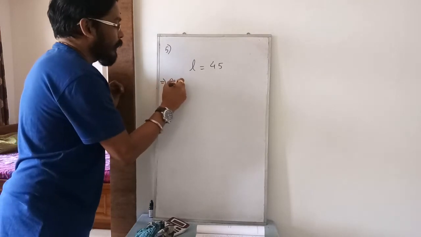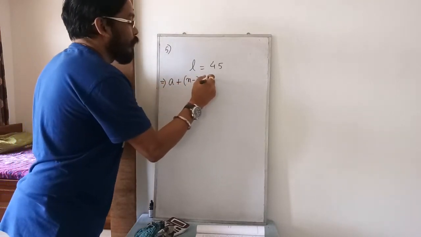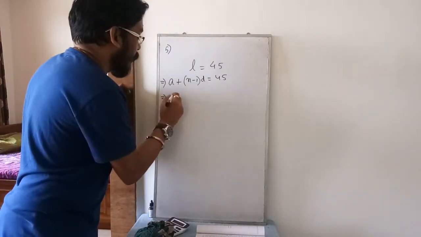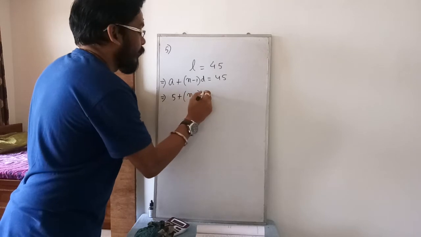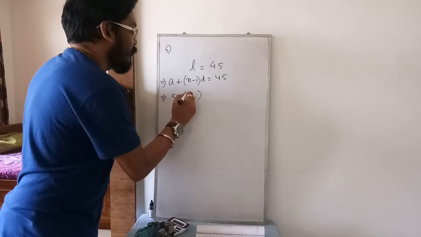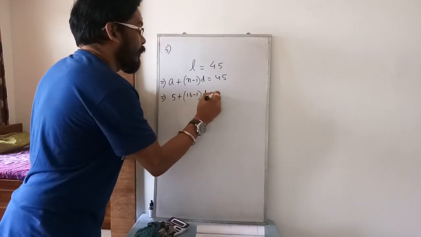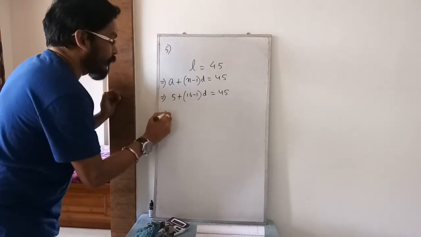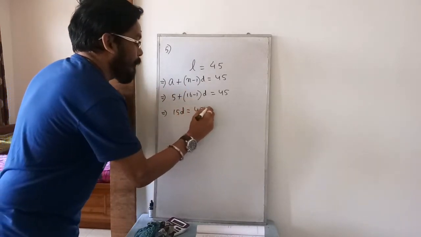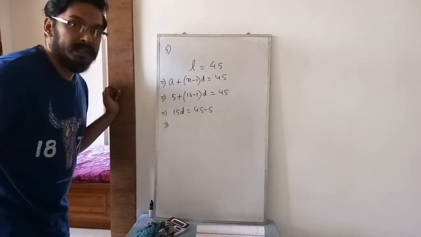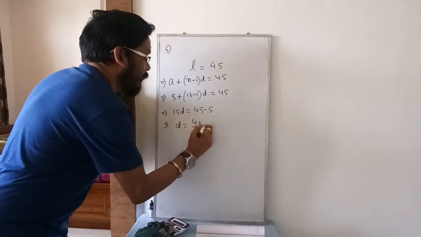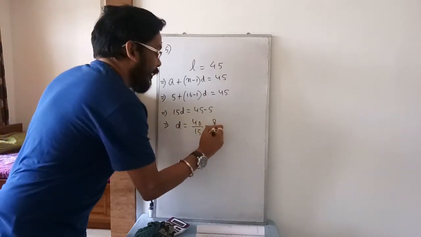So the last term formula is a plus n minus 1 into d equal to 45. A is given here as 5. n minus 1, n is 16. 16 minus 1 into d equal to 45. Let me shift the 5 to the right hand side. 16 minus 1 is 15d equals 45 minus 5, because when you change the side, the sign changes. And d equal to 40 by 15. If you cancel it, 8 by 3.